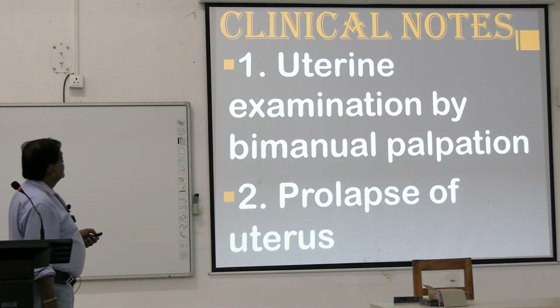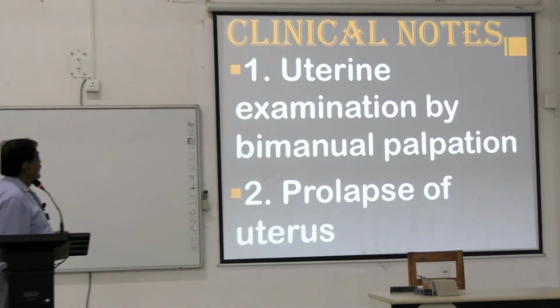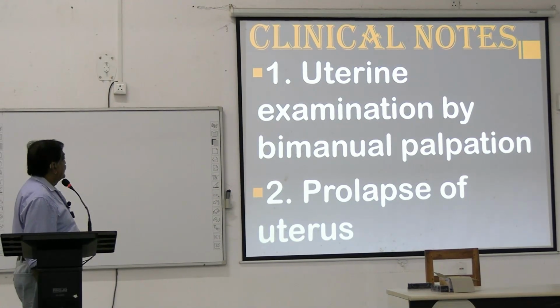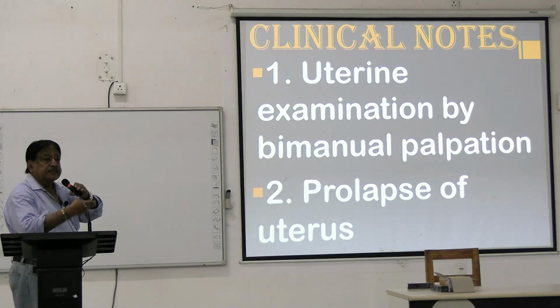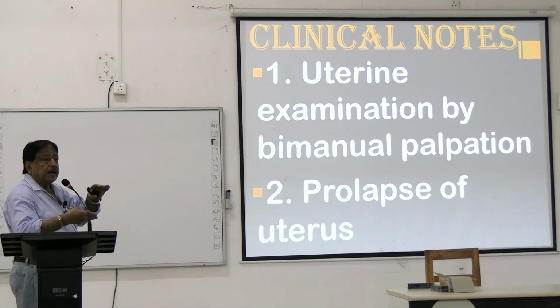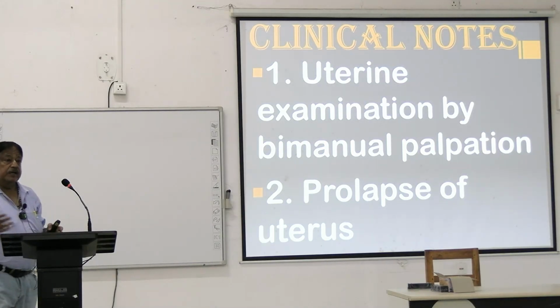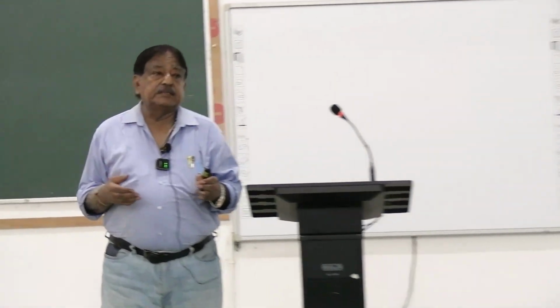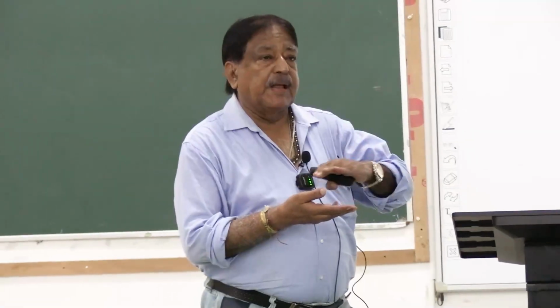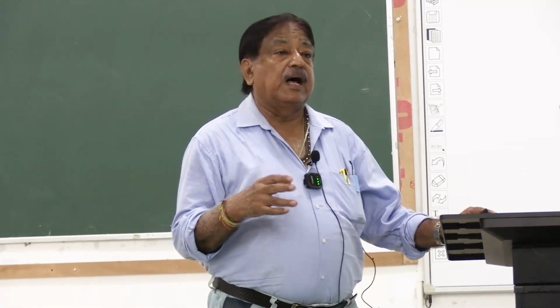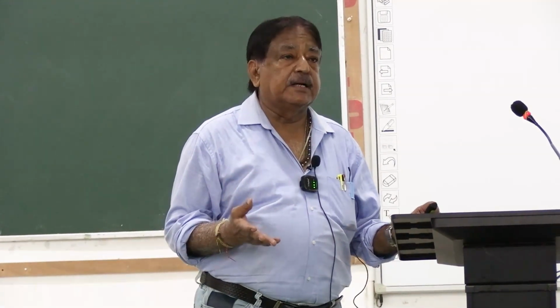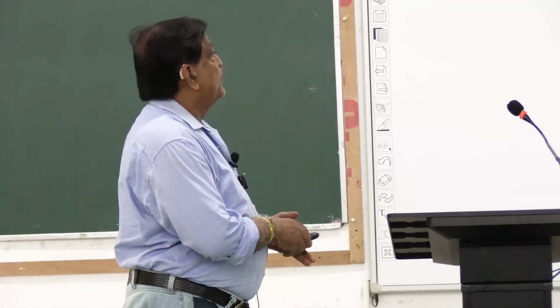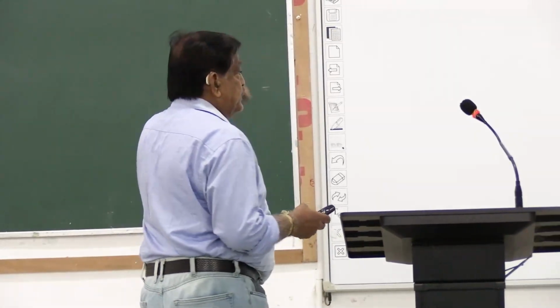Clinical notes: uterine examination, bimanual palpation, prolapse of uterus. You do the vaginal examination. And with your right hand, if you are a left-handed person, then you put this thing and palpate. After, ask the patient to evacuate the bladder, and then you can do the bimanual palpation.